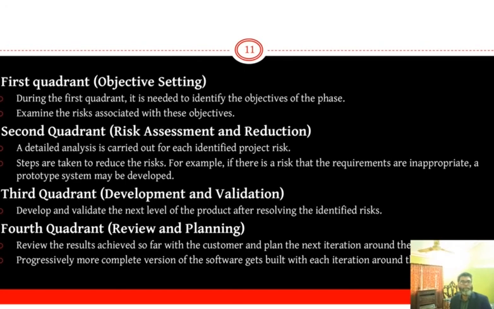Second quadrant, risk assessment and reduction. During the second quadrant, all the possible solutions are evaluated to select the best possible solution. Then the risk associated with that solution is identified and the risks are resolved using the best possible strategy. At the end of this quadrant, a prototype is built for the best possible solution. Third quadrant, development and validation. During the third quadrant, the identified features are developed and verified through testing. At the end of the third quadrant, the next version of the software is available.